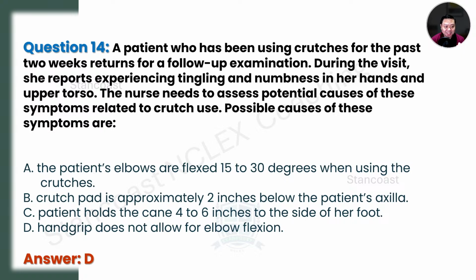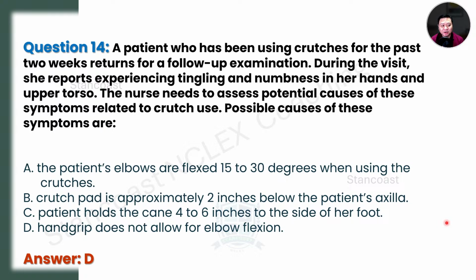If you selected letter A, the patient's elbows are flexed 15 to 30 degrees when using the crutches. This is the ideal elbow flexion. If you selected letter B, crutch pad is approximately 2 inches below the patient's axilla. Recalling about the standard, this is one of those. If you selected letter C, patient holds the cane 4 to 6 inches to the side of her foot. Kind of leery about the 4, but since there's that 6, we'll keep it. So the positioning of the cane does not typically contribute to the numbness or tingling of the upper body. This is more about the balance and the pressure.